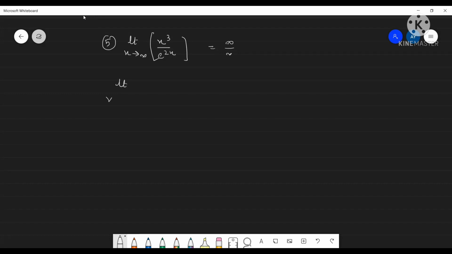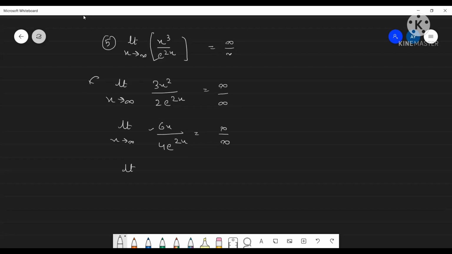Limit x tends to infinity, x cube gives 3x square by 2 into e power 2x. Again, this is in the form of infinity by infinity. Again, differentiate. Limit x tends to infinity, 3x square becomes 6x, by 4 into e power 2x. Again, infinity by infinity. Again, differentiate. x becomes 1, so it will be 6 by 8 into e power 2x.